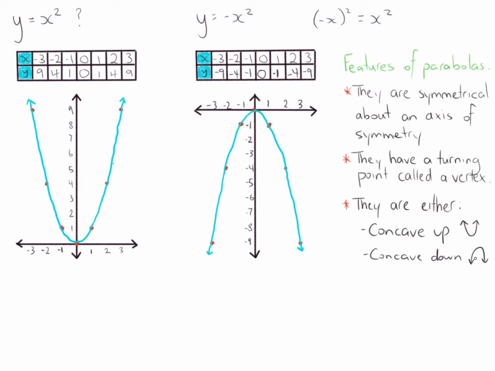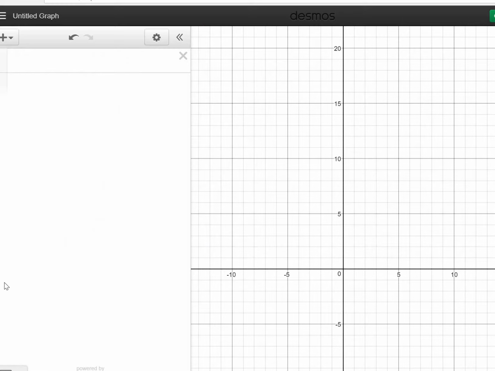Alrighty, now that we've looked at the standard parabola and some features of parabolas, let's have a look at what happens as we change and move a standard parabola. And to do this, we're going to use the graphing software Desmos. If you're ever doing any questions that involve graphing, Desmos is a highly recommended piece of software. You can just jump online and use it for free. Anyway, let's have a look at how it works.